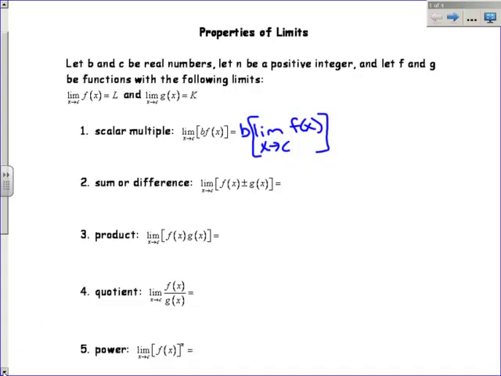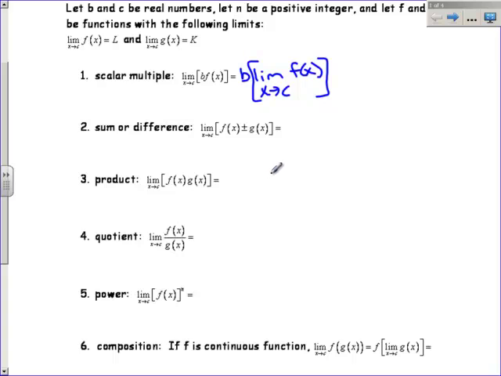Second property, but by the way, most of these are almost common sense. They just make sense. The second property is sum or difference. If I have two functions being added or subtracted together and I want to take the limit of their sum or difference, instead of adding or subtracting the functions together, I can take the limit of each function separately. So I could do the limit as x approaches c of f, and then add or subtract that to the limit as x approaches c of g of x. So I don't need to simplify two functions first. I can just take the limit of one plus or minus the limit of the other.